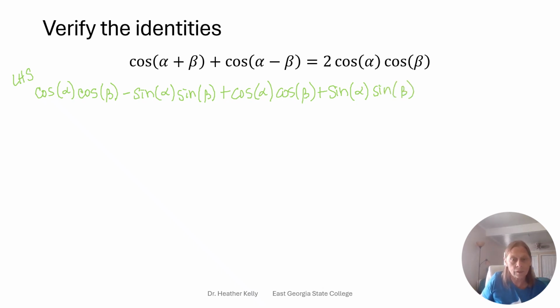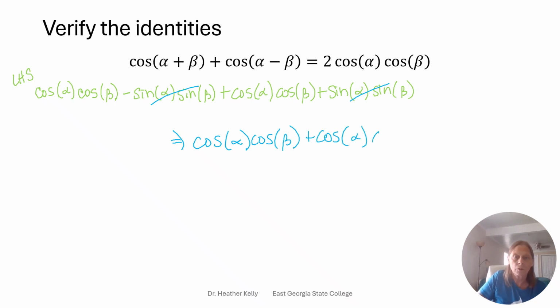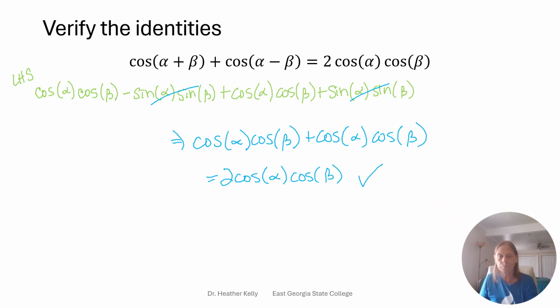All right, so let's see what we can do with this. So we have a cosine alpha, cosine beta, and another cosine alpha, cosine beta. The sine alpha, sine beta is negative and positive. So, oh, that one was just super awesome. So we get cosine alpha, cosine beta, plus another cosine alpha, cosine beta. So that is 2 cosine alpha, cosine beta. Yay, we got it.